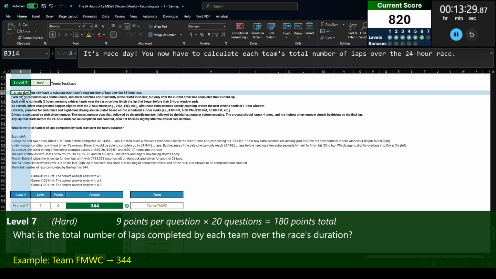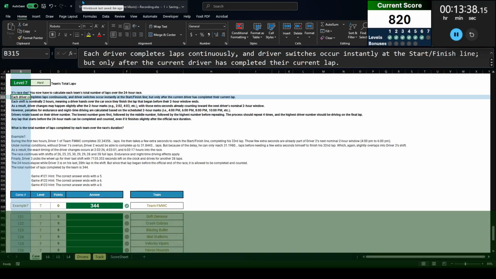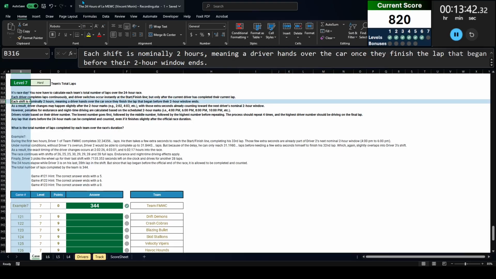Level 7, it's race day. You now have to calculate each team's total number of laps over the 24-hour race. Each driver completes laps continuously, and driver switches occur instantly at the start-finish line, but only after the current driver has completed the current lap. Each shift is normally 2 hours, meaning a driver hands over the car once they finish a lap that begins before their 2-hour window ends.